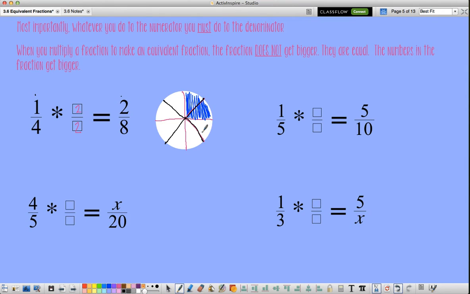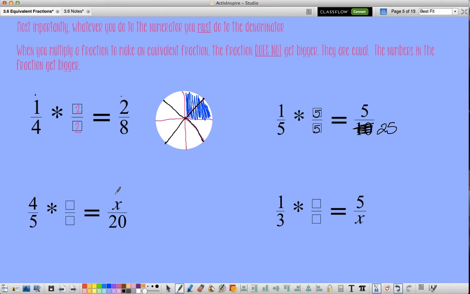It's still the same amount of area, but now instead of 1 piece, we split it into 2, and instead of just having 4 pieces, we have 8 because we split all of the single pieces into 2. Okay, so here, how did we go from 1 to 5? We multiplied by 5. And, oops, this is incorrect down here. This should be 25. And what we do to the top, we have to do to the bottom. So I know that I multiplied by 5 over 5 to give me 5/25.